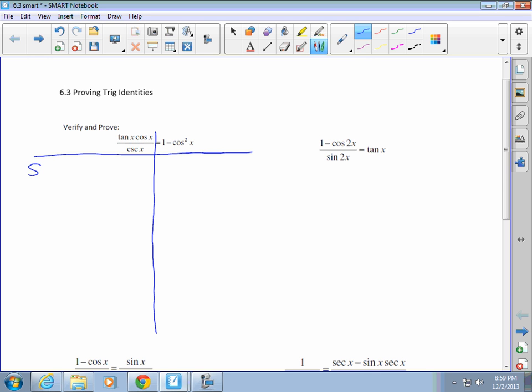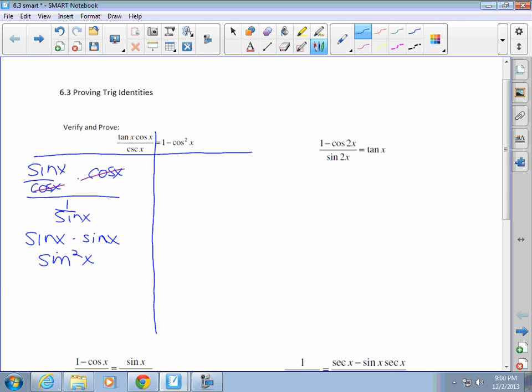Tangent x is the same as sine x over cos x. Can't do anything with cos x, so it's done. Divide that by cosecant x, which is the same as 1 over sine x. Do some simplifying here. My cos x and my cos x will cancel. So what I'm left with on the top is sine x divided by 1 over sine x, or times sine x. So sine x times sine x is equal to sine squared x.